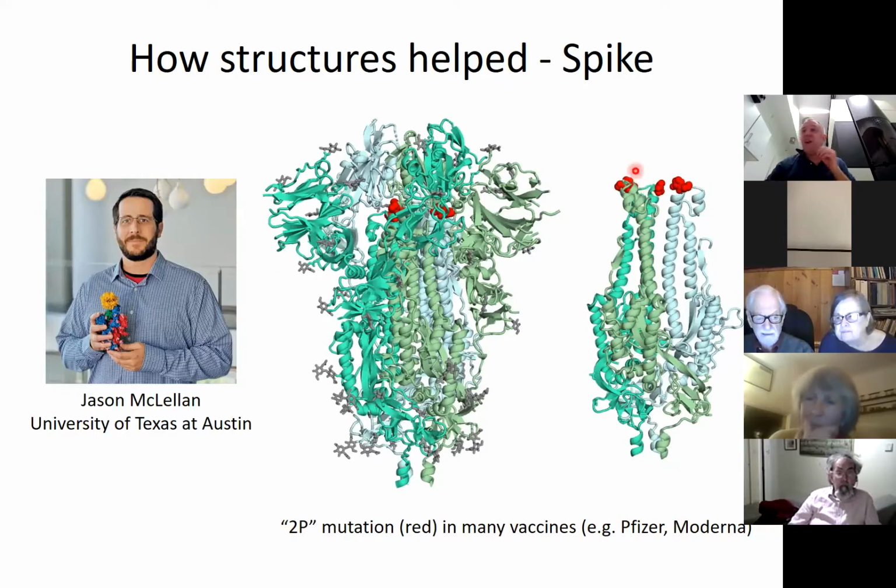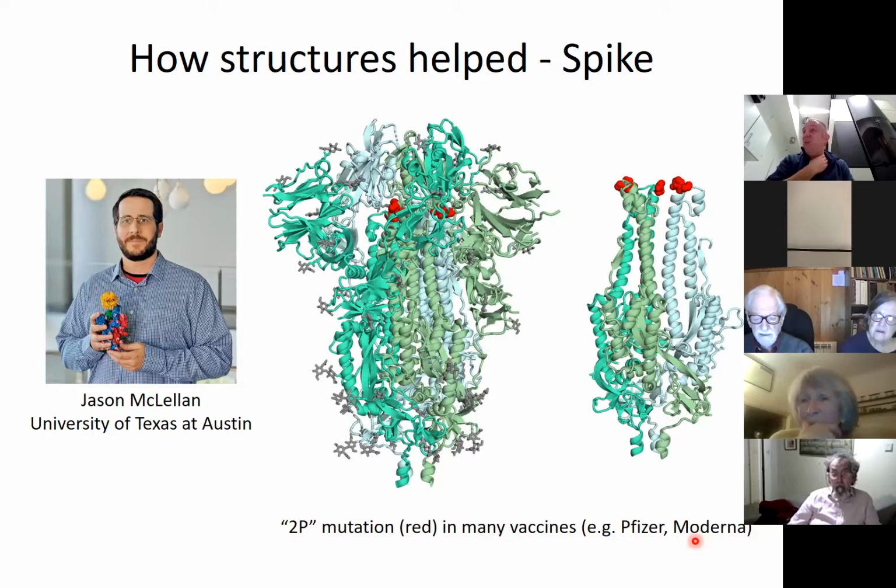Now, those two mutations were used to stabilize the protein in a number of different vaccines, particularly Pfizer and Moderna. Interestingly, they weren't used in the AstraZeneca vaccine. And so they're clearly not essential for the vaccines to work, but there's some evidence that they may help in stabilizing the protein and therefore in the production of vaccines.